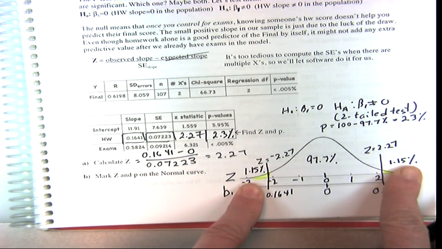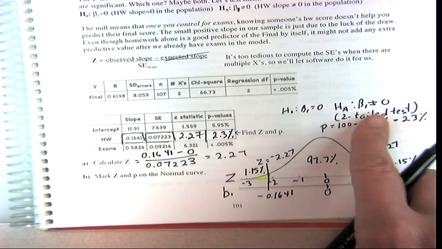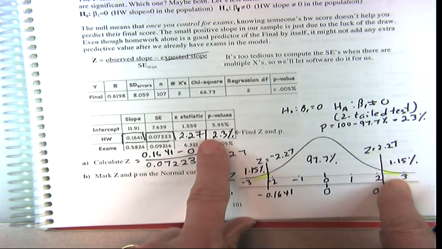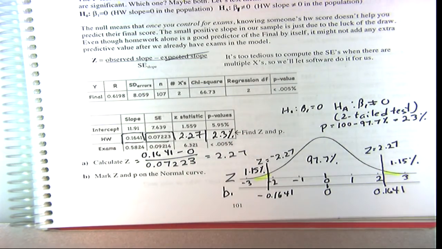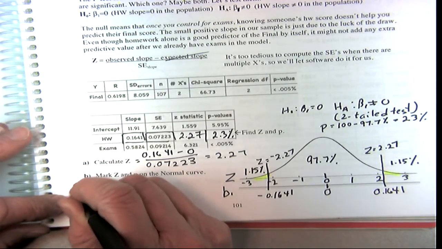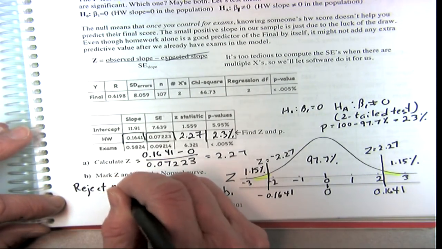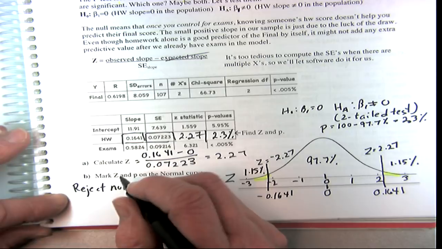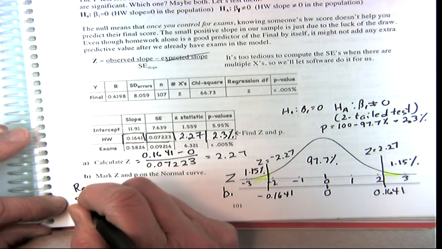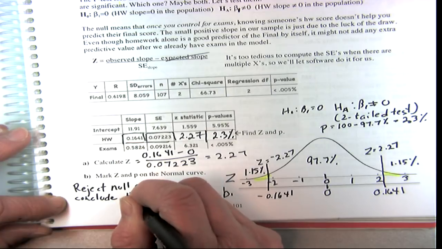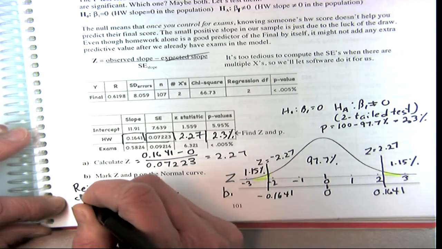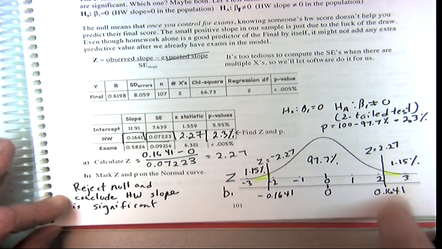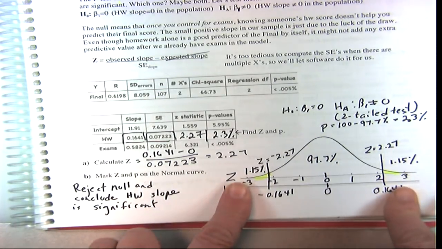So if I asked you, if you had a direction here, like a greater than, the p-value would be half of that 2.3. It would be 1.15. Okay, and we conclude that we're going to reject the null. That's less than our usual 5%, and we conclude that the homework slope is significant. In other words, when the null is true, we'd only see a slope this extreme in either direction 2.3% of the time.